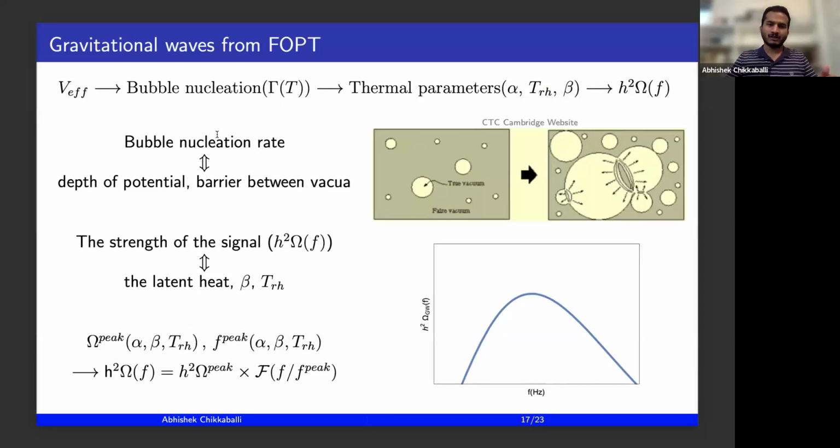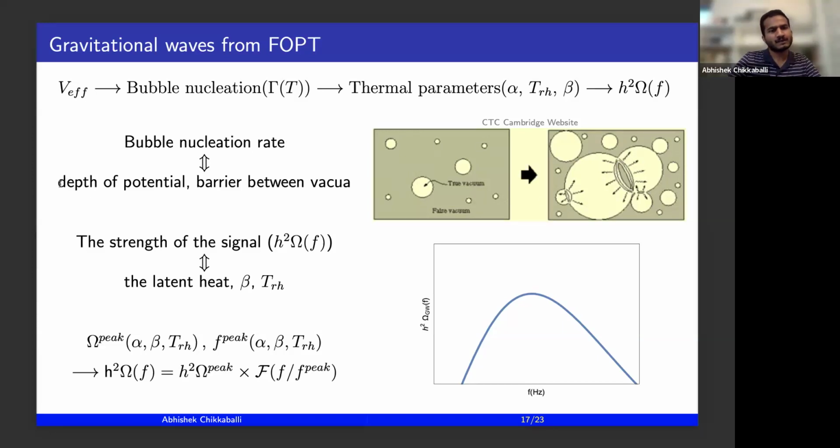Note that the scalar field cannot smoothly roll over from the false vacuum to the true vacuum, since there is a barrier between them. Instead, the true vacuum forms as a bubble at random points in space and time through quantum tunneling or even thermal fluctuations. And then these bubbles start expanding and eventually collide with each other, breaking the spherical symmetry. And this could give rise to gravitational wave signals, which can carry the latent heat released in this process.